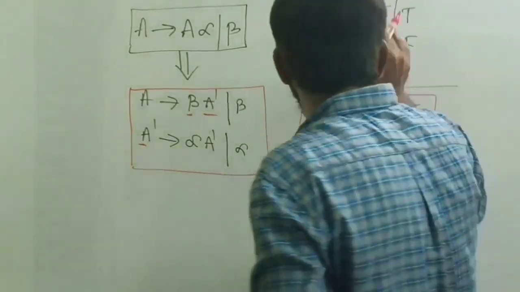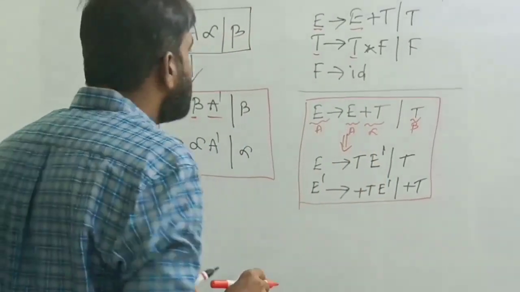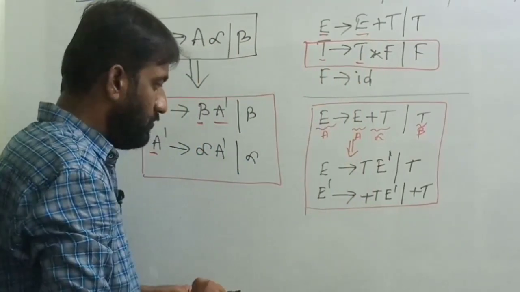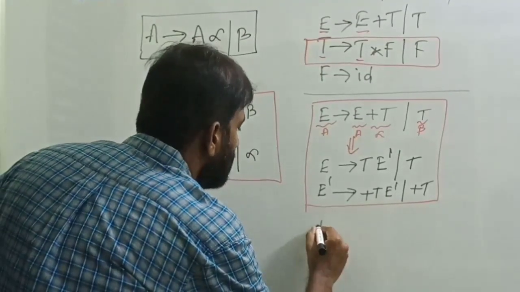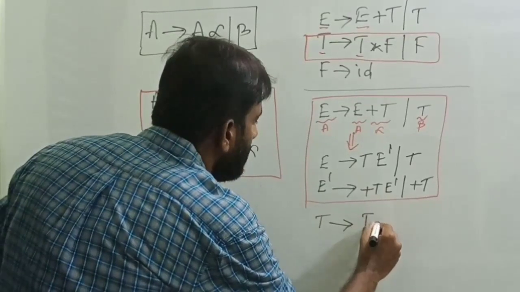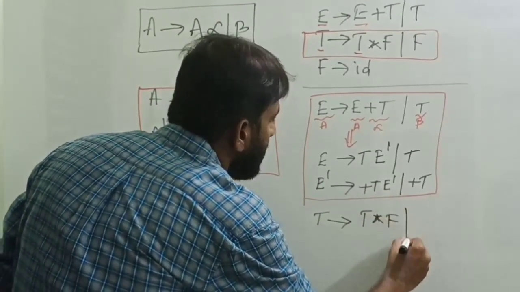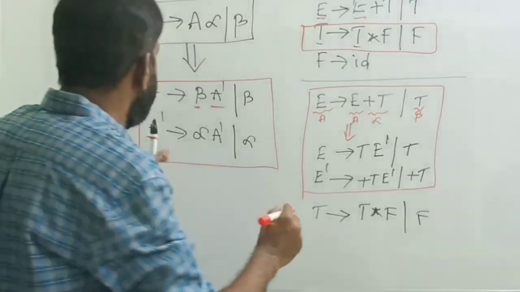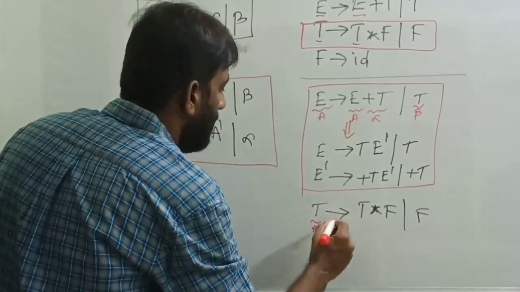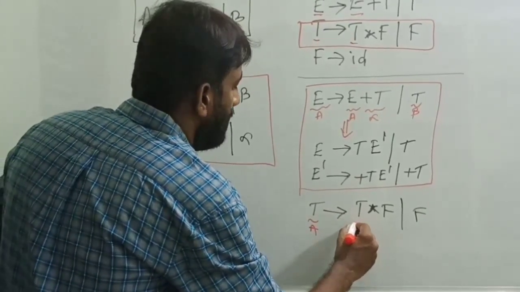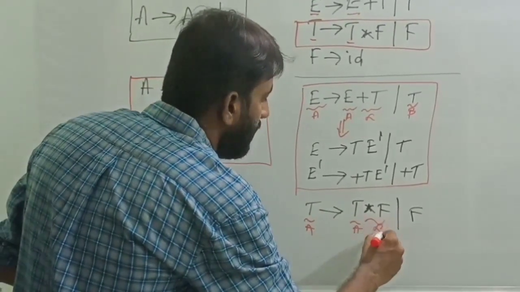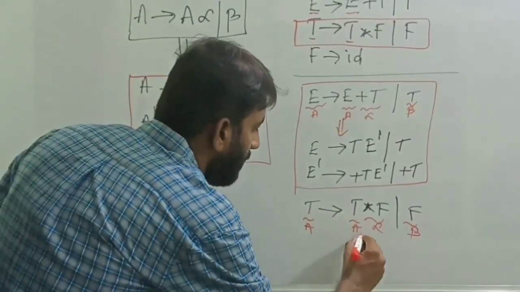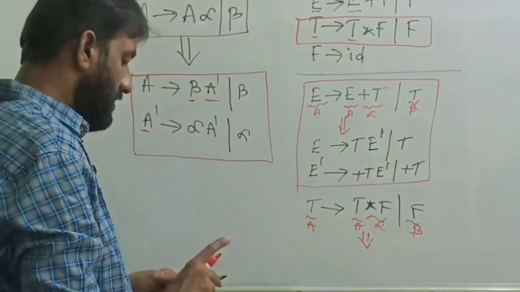Then we have one more production, right? So what is that production? Now take the second one. T tends to T star F slash F. As per this representation, this is the A, this is the A, it is the alpha and it is the beta. So how can we convert it? Apply this formula.